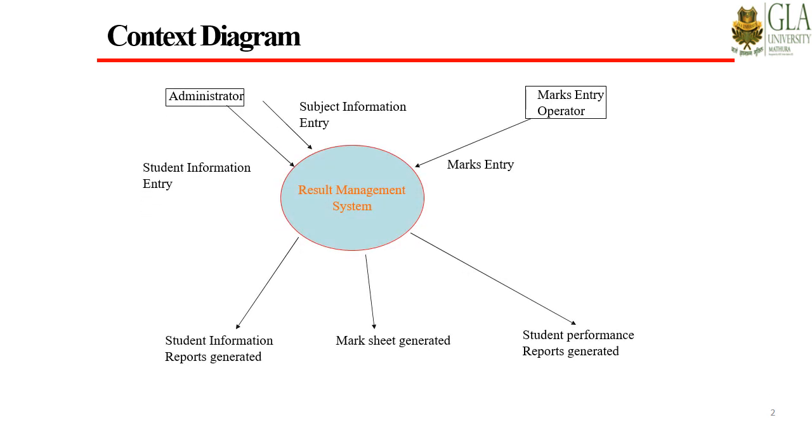So let's start with the context diagram that we need to draw. Now let's see what information we are representing with the help of the context diagram. For drawing the context diagram, I am considering the same example of a result management system for managing the results of students in any college or university, whose use case diagram we had already drawn. So let's see the context diagram for the result management system.